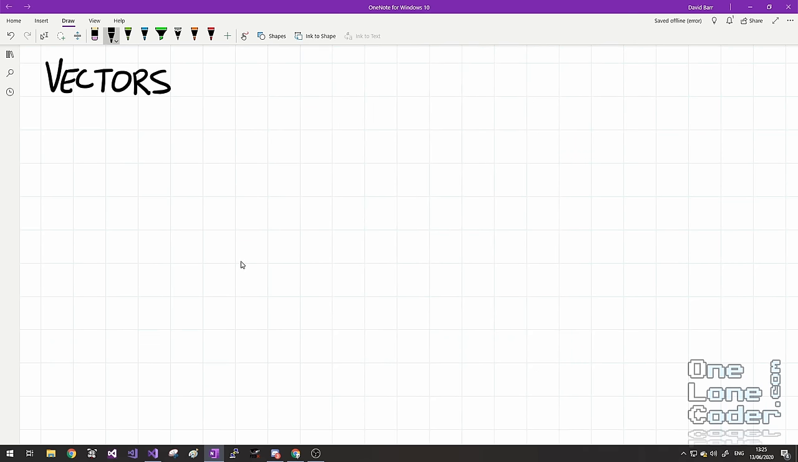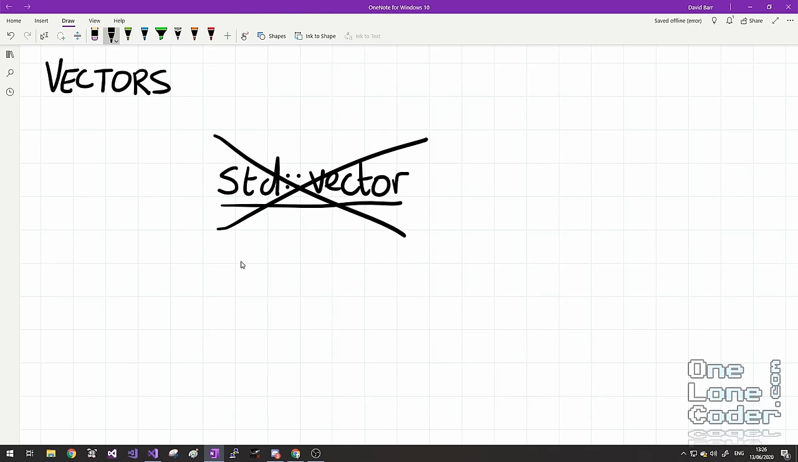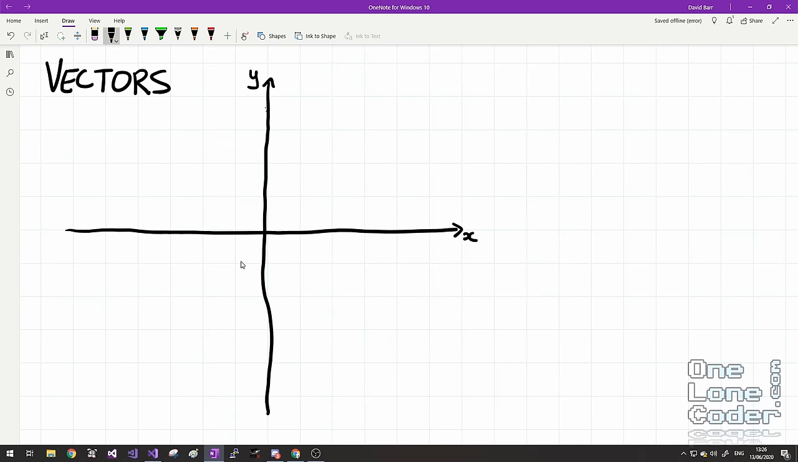The next area of essential mathematics that you'll need to know about for game development is vectors, and I do not mean standard vector. This is not what I'm talking about. They are not the same thing. Let's take an axis again. And somewhere on my axis, I have a point.